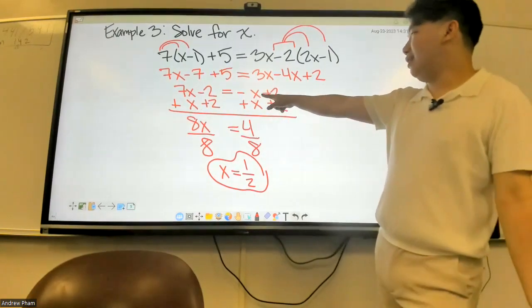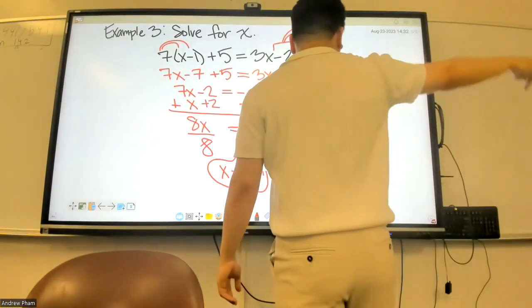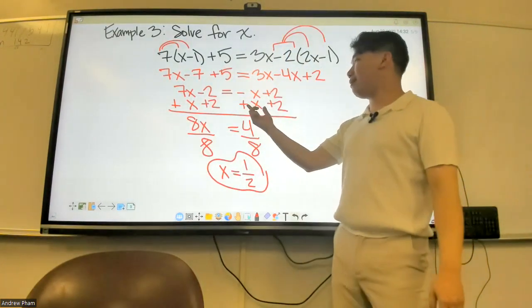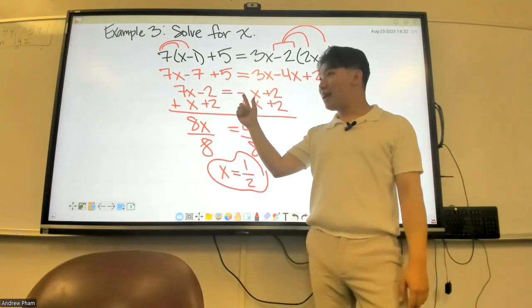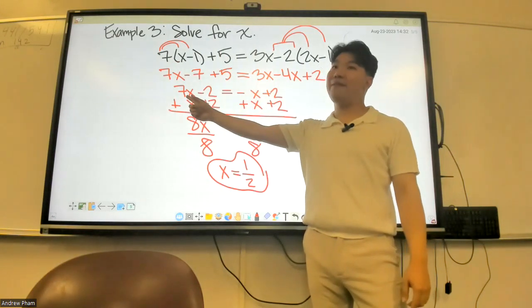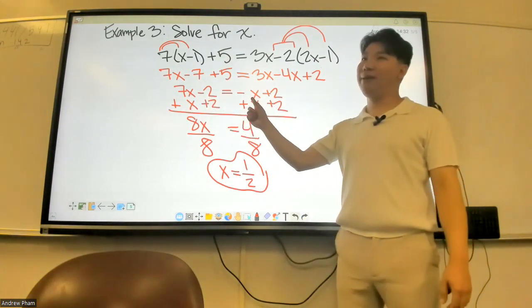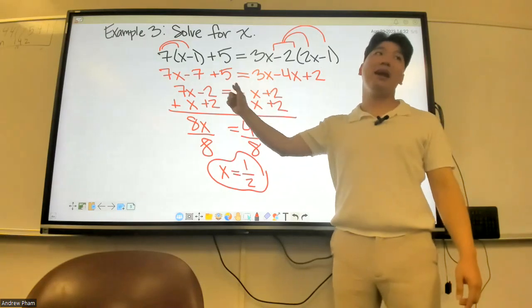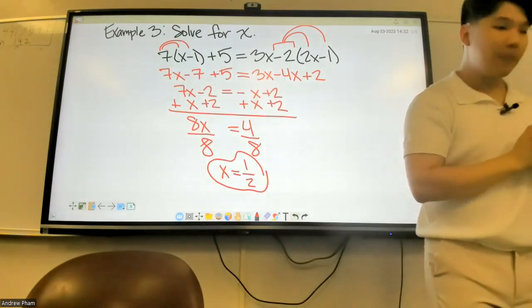All right, so from here, my goal is to get x's on one side and the numbers on the right. So y'all decided, let's move the x's to the left. So if I want to move all the x's to the left, this x is already on the left. I don't need to do anything for that one. But this x, to move it over, I need to add an x. That's why there's plus x here, plus x over there.